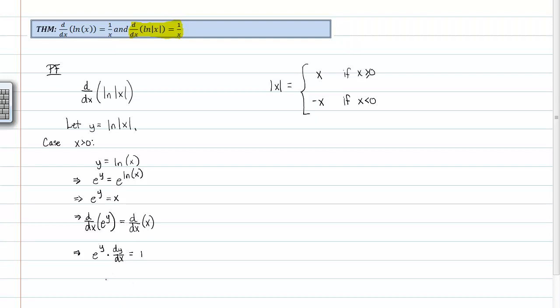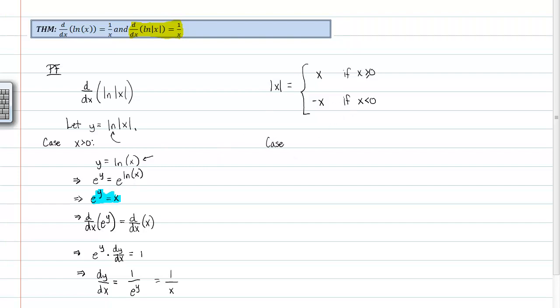Now I'm going to solve for dy dx here. So this implies that dy dx is equal to 1 over e to the y power. And I happen to know from a previous comment here that e to the y power is just x. I'll highlight the whole thing just so we can see it. So that means I can replace the e to the y with just a little old x. And notice that we've taken the derivative of y with respect to x and got that it was 1 over x. And y was originally the natural log of the absolute value of x. Well, specifically in this case, it's the natural log of x. We still haven't taken care of what happens if x is negative, so let's go ahead and do that.